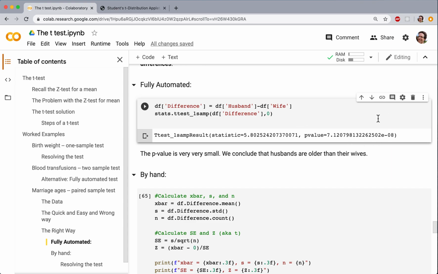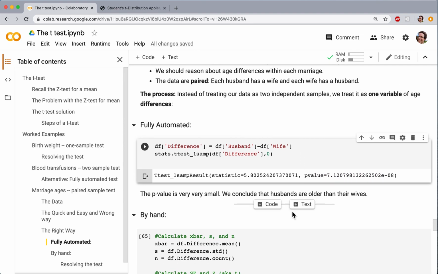It's 0.0000, lots of zeros, and then 712. So this is a very, very tiny p-value, and this tells us that we get a very strong, statistically significant result. And we can conclude that husbands are older than their wives to a statistically significant degree.